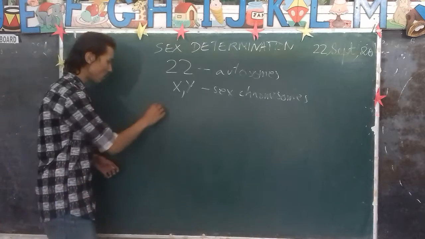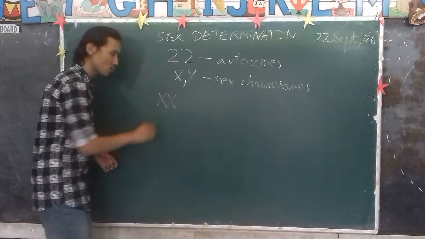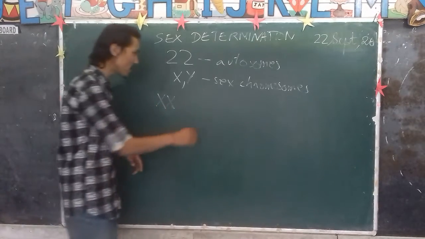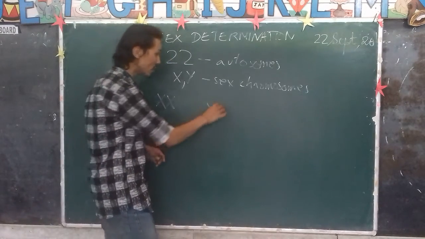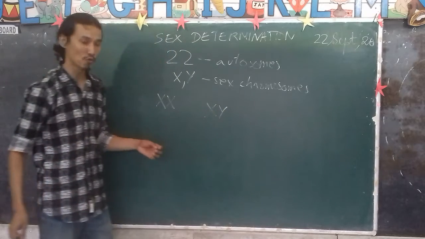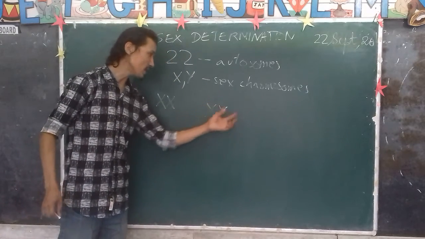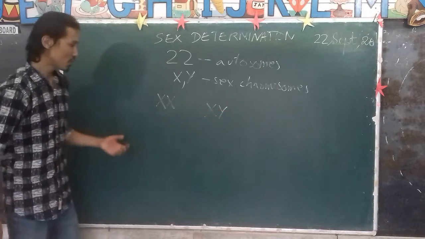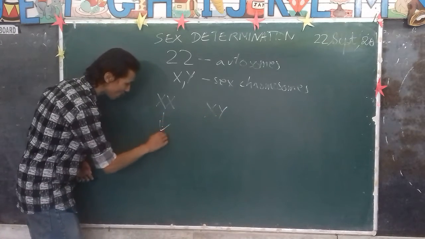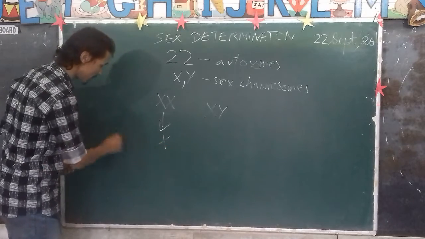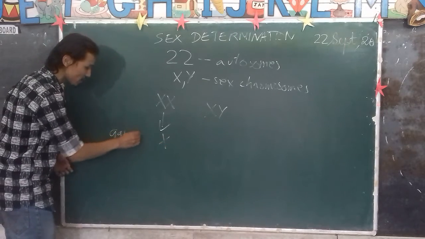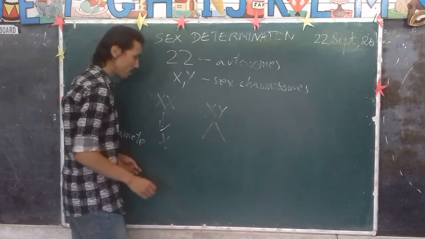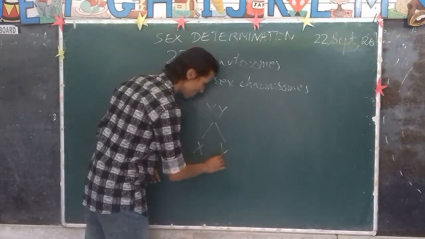So a female will always have two X chromosomes, that means they are homogametic for X chromosome, whereas a male will have one X chromosome and Y chromosome. So basically Y is the chromosome which gives the male sex. A female will always contribute a gamete that contains only one X chromosome, whereas a male contributes two types of gametes, one being X and the other being Y.